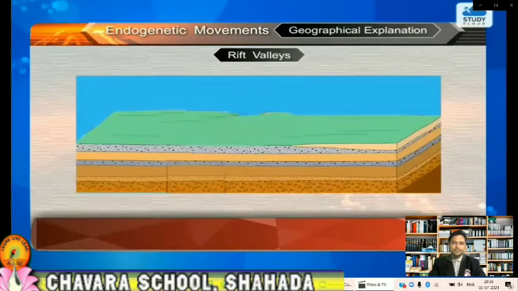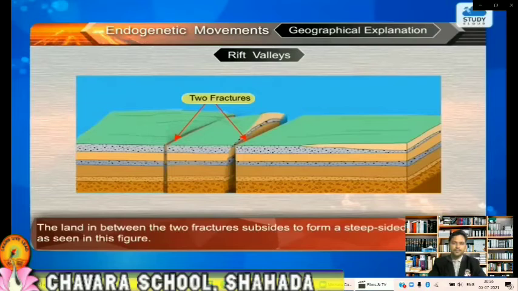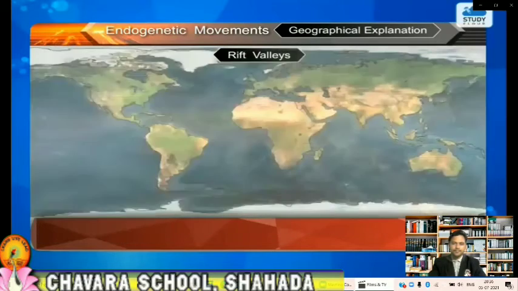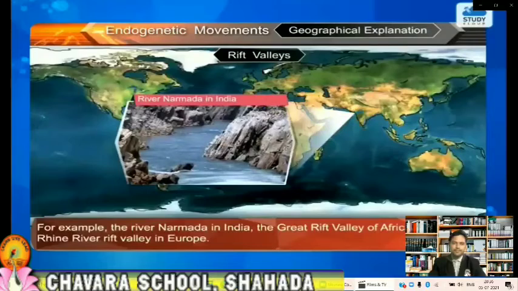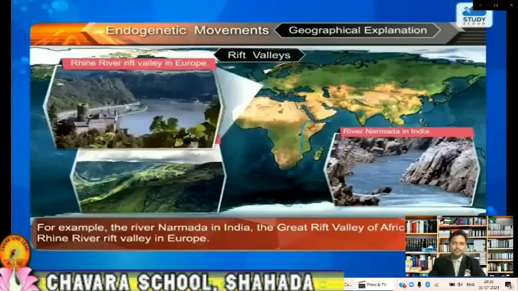Rift valleys. Sometimes 2 fractures develop side by side in the Earth's crust. The land in between the 2 fractures subsides to form a steep-sided rift valley, as seen in this figure. For example, the river Narmada in India, the Great Rift Valley of Africa, and the Rhine River Rift Valley in Europe.